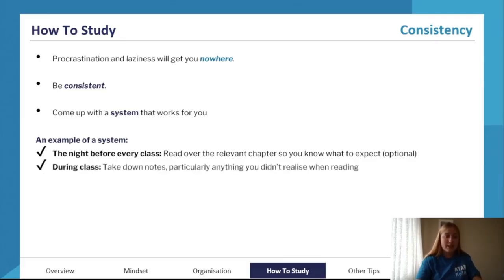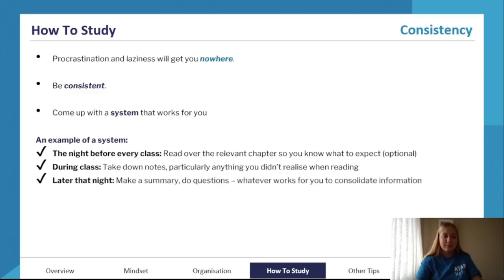So during class, super important, this is not optional, you should always be taking down notes in your preferred format, whether it's in your notebook or on your computer. Handwritten is better for memory, though it is a little bit slower. Note particularly things we didn't realize or understand when reading the chapter in our book and preparing for the lesson. Then we have really good notes for revision as well.